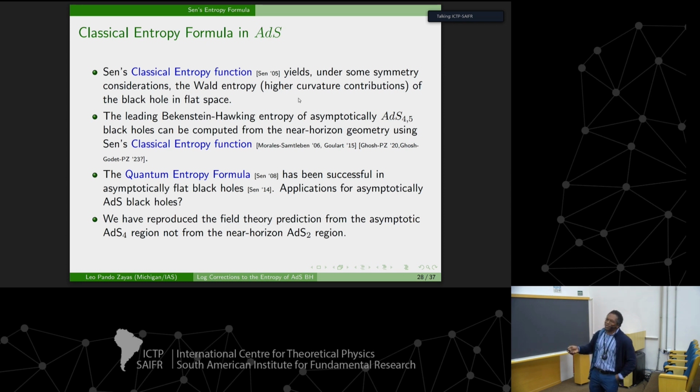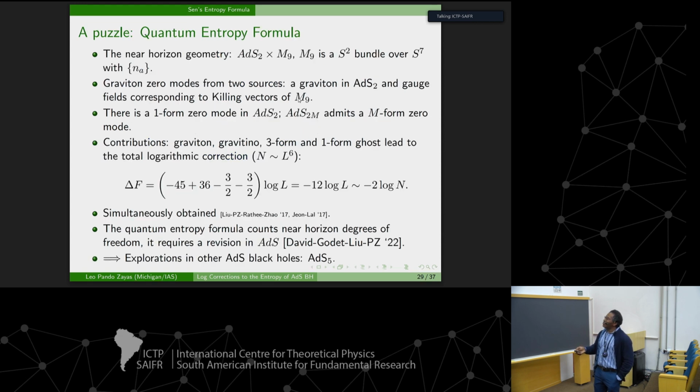In fact, this was not the first computation that we did. The first computation that we did, we followed Sen's quantum entropy formula. Very briefly, the classical entropy formula of Sen is a prescription for how to include higher curvature corrections to the entropy by going to the near horizon and analyzing the theory there. Of course, it works perfectly in all black holes. The quantum entropy formula also was very successful in asymptotically flat black holes, and it tells you: go to the near horizon, do your computation. But actually, that, which was the first thing that we did, leads you to a different result.